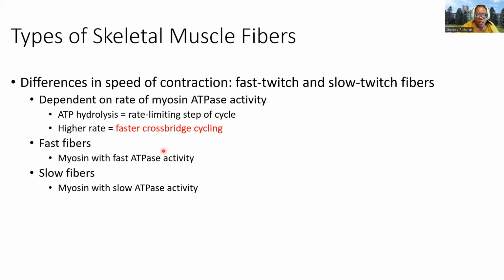So one will be its myosin ATPase activity. This is how fast it can hydrolyze that ATP. So we talked about how the myosin binds ATP and it goes from its high energy form to low energy form, where it's now ready to power the cross-bridge cycle. So if that ATP can be hydrolyzed very quickly, then it can actually power the contraction faster. So a faster ATPase rate equals a faster cross-bridge cycling rate, right? So that this muscle would be labeled as fast.